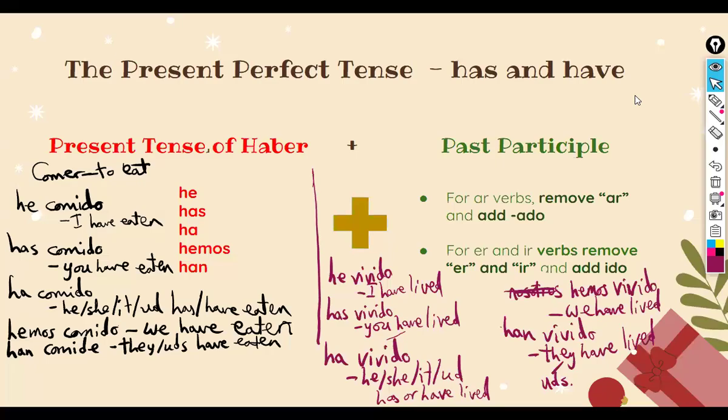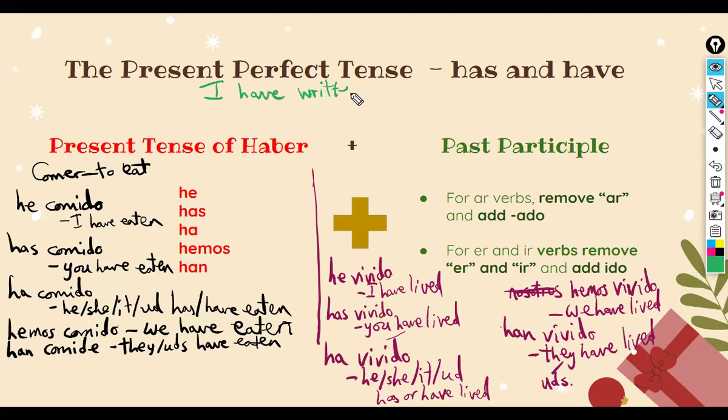So what we've looked at so far is a tense called the present perfect tense. And in English, what that looks like is the tense with has and have, right? The technical name in the grammar book is present perfect tense, but a lot of times it's just referred to as the perfect tense. So what does it sound like in English? It sounds like has and have.